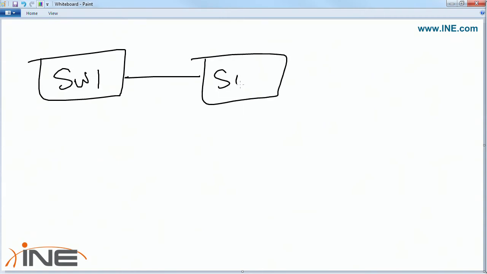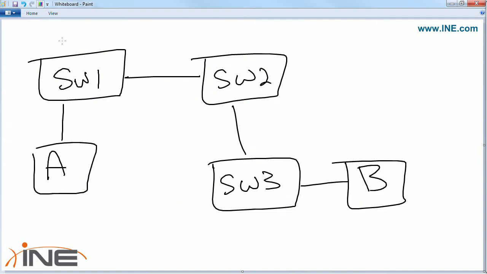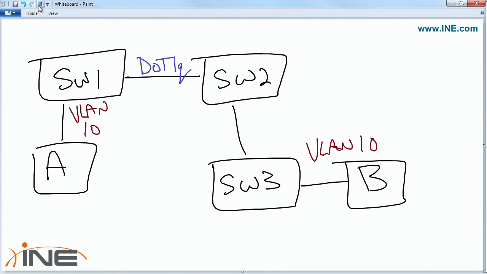So if I had a case where I have connections from switch 1 to switch 2, switch 2 to switch 3, and then I have some end hosts. I'm trying to get traffic from A to B. A is assigned to VLAN 10, and B is assigned to VLAN 10. But technically, I could configure the link between switch 1 and switch 2 as a .1Q trunk, and then configure the trunk between switch 2 and switch 3 as ISL.